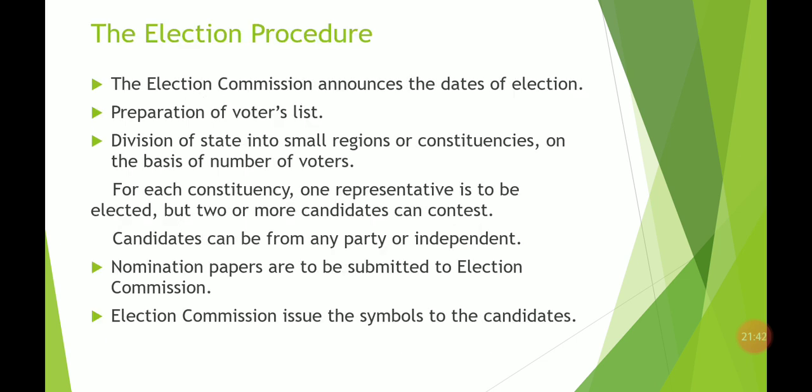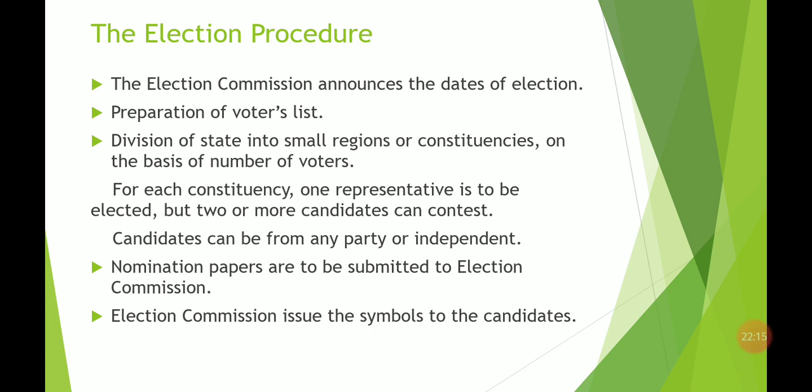Now let us see the election procedure. So what is the election procedure basically? The whole thing, how it starts and how it ends. Let us start with the Election Commission announcing the date of the election. It is the responsibility of the Election Commission, after an interval of 5 years, to announce the date on which the election should be conducted.